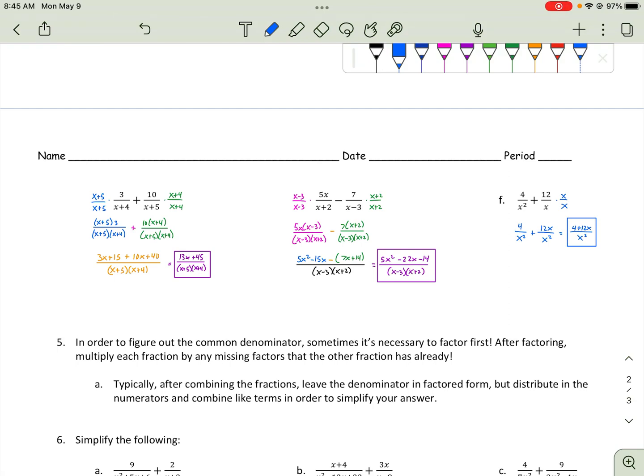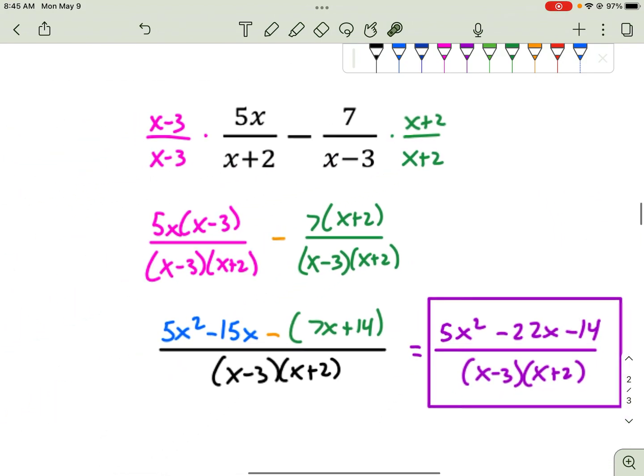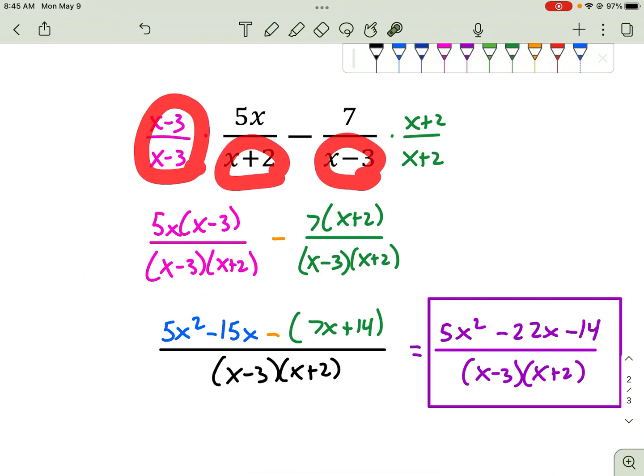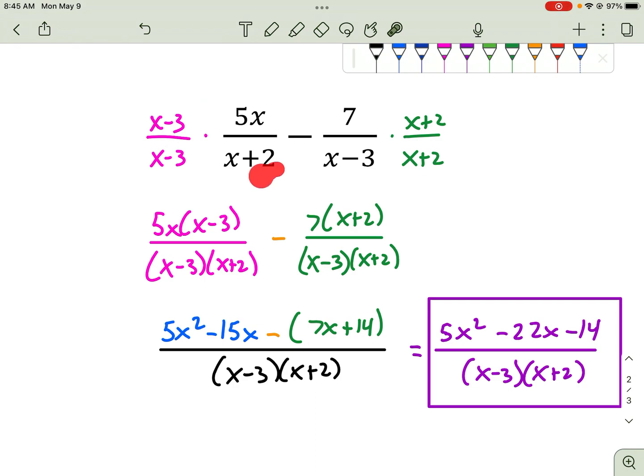All right, number 5 says in order to figure out the common denominator, sometimes it's necessary to factor first. After factoring, we're going to do what we did up here, which says multiply each fraction by any missing factors that the other fraction has already. What that means is like what we did right here. This had a factor of x minus 3. This didn't, so we multiplied this one by x minus 3. This had a factor of x plus 2. This didn't, so we multiplied this fraction by x plus 2 over x plus 2.